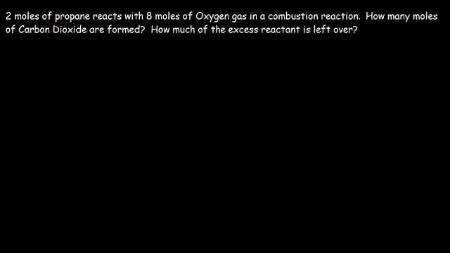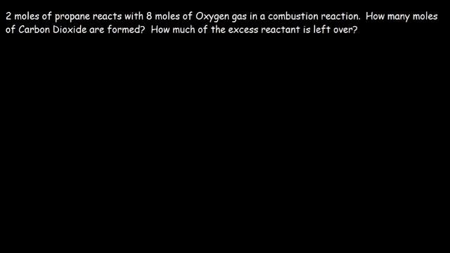In this video, we're going to go over limiting reactants, excess reactants, how to find out how much excess reactant is left over, how to calculate the theoretical yield, and the percent yield. So let's begin. 2 moles of propane reacts with 8 moles of oxygen gas in a combustion reaction. How many moles of carbon dioxide are formed? So what's the first thing that we need to do here?